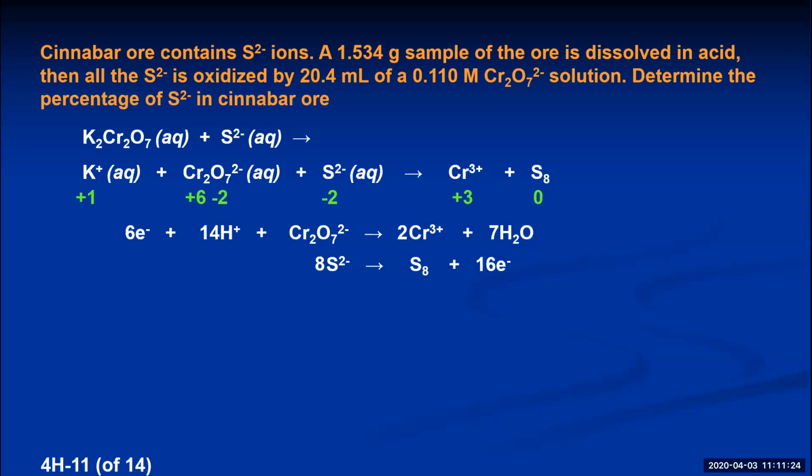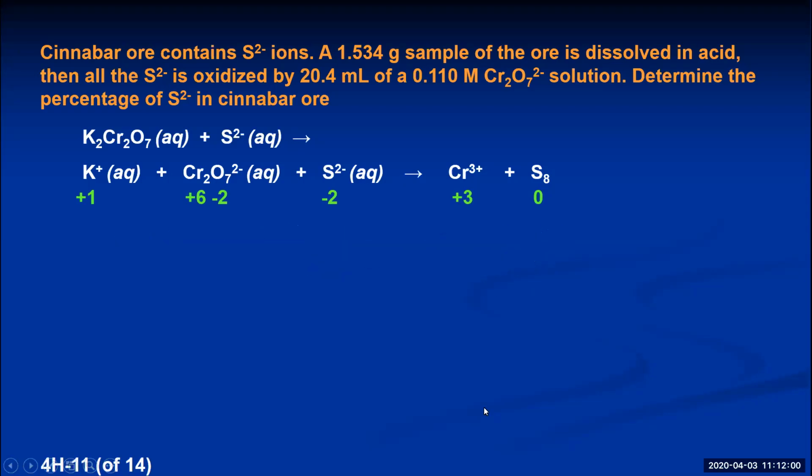If I want to add them together, I need to find a common multiple between 16 and 6, and I believe that is 48. So in order to get 48 on each side, I'm going to multiply the top reaction by 8 and the bottom reaction by 3. So this is going to turn out to be some whopping numbers. It's going to be 48 electrons, 112 hydrogens, 8 dichromates, 16 chromium 3s, and 56 waters. And down below, it's going to be multiplied by 3: 24 sulfides, 3 S8s, and 48 electrons.